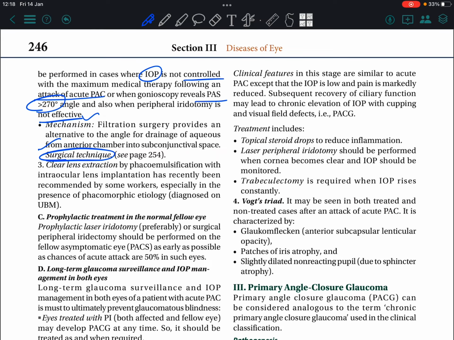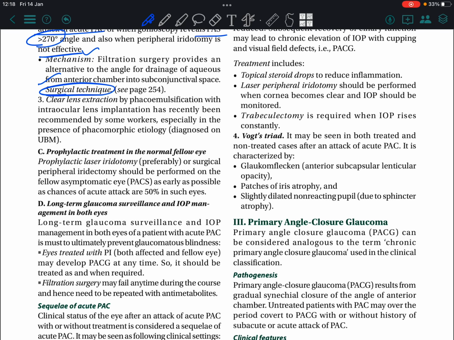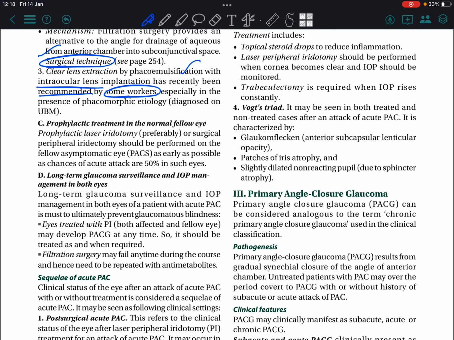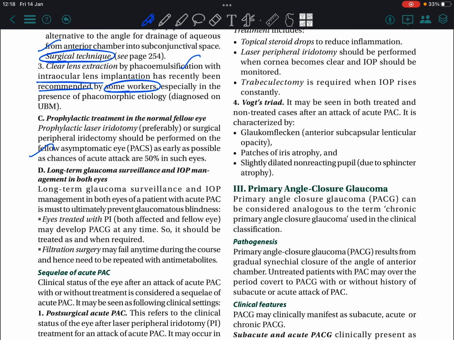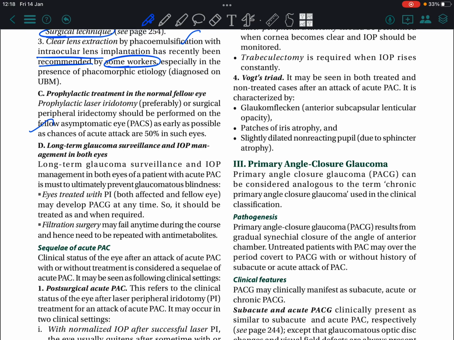Surgical technique is also given. Clear lens extraction by phacoemulsification with intraocular lens implantation has recently been recommended by some workers, especially in the presence of phacomorphic etiology. Prophylactic treatment in the normal fellow eye: prophylactic laser iridotomy, preferably, or surgical peripheral iridotomy, should be performed on the fellow asymptomatic eye as early as possible, as chances of an acute attack are 50% in such cases.